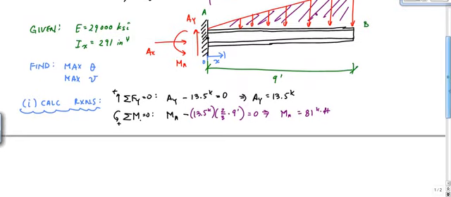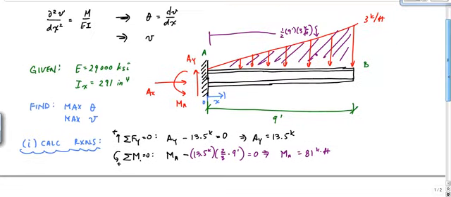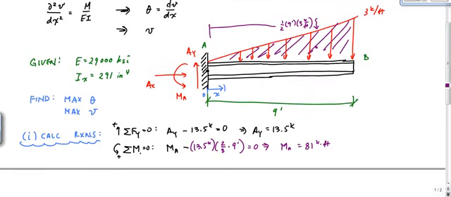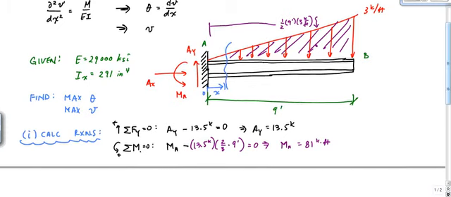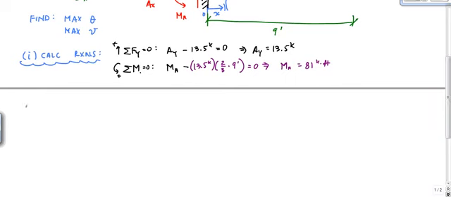Okay, so now we have that, and in order to use the double integration method, we want to come up with a moment function as a function of x here. So we're going to make a cut right here. So let's do the moment function.